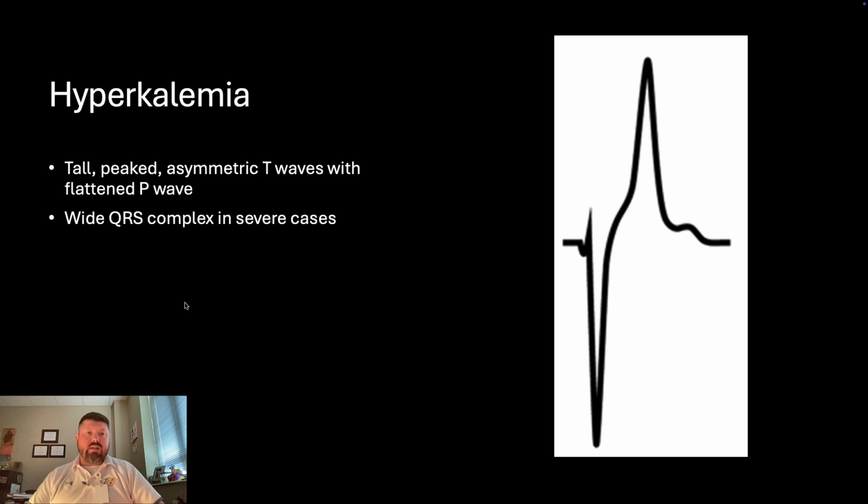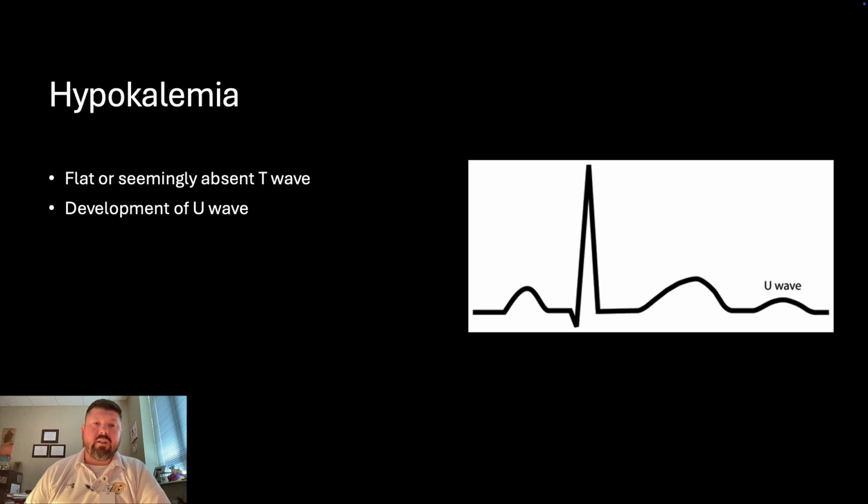Hyperkalemia, you're going to see a tall peaked asymmetric T wave, possibly a flattened P wave. And remember, as hyperkalemia continues, this wave is going to flatten out and it's going to merge in with your QRS, and it may eventually become a sine wave when you've got very high potassium levels. With hypokalemia, you're going to have the opposite. You're going to have a lower flattened T wave, and then sometimes you'll see the development of a U wave.